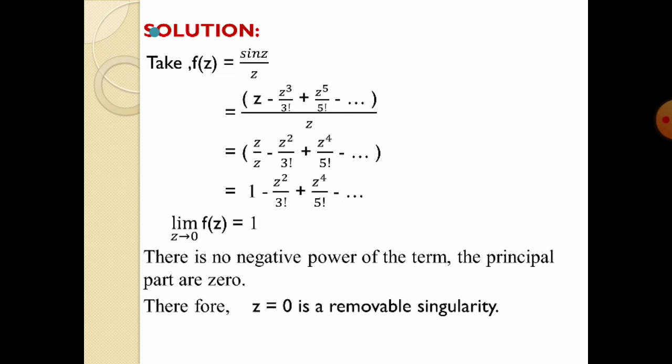Next, we split the denominator to each term of the numerator. Then we get f of z equal to z by z minus z square by 3 factorial plus z power 4 divided by 5 factorial and so on. Cancel out the terms. First, z by z gives 1. In this expression, we have no negative powers of z, so the principal part is 0 here. Therefore, z equals 0 is a removable singularity.